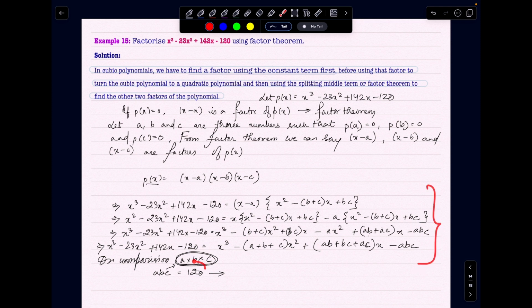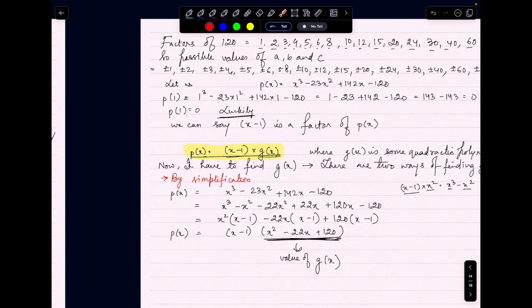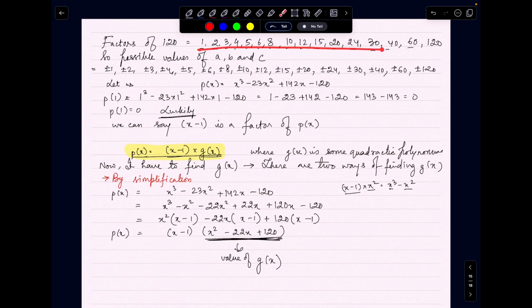You have to find what? We know the constant term is 120. So the factors are these: 1, 2, 4. These are all the factors. The possible values are all the positives and negatives of these factors. So possible values will be plus minus 1, plus minus 2, and so on. All the possible values will be there.